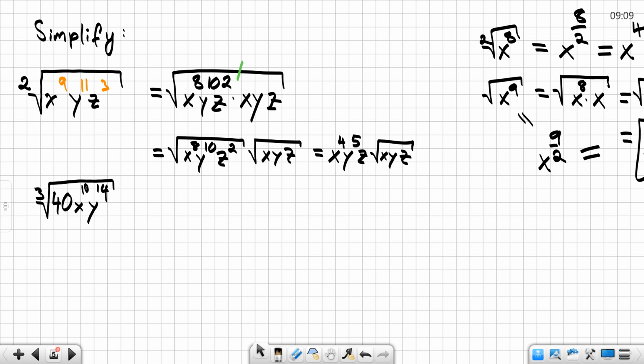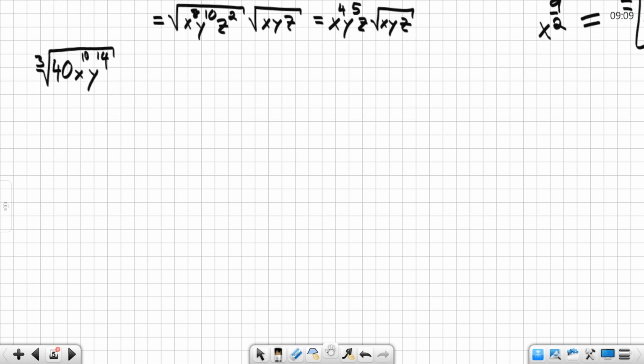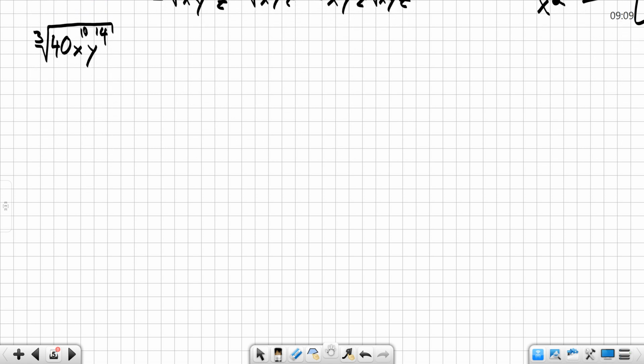All right, let's do the next one in the same way. Now I am looking at a cubic root. So instead of asking whether the exponent is divisible by 2, I'm asking if the exponent is divisible by 3. Everything else is the exact same thing. So I will try to break this into two factors.